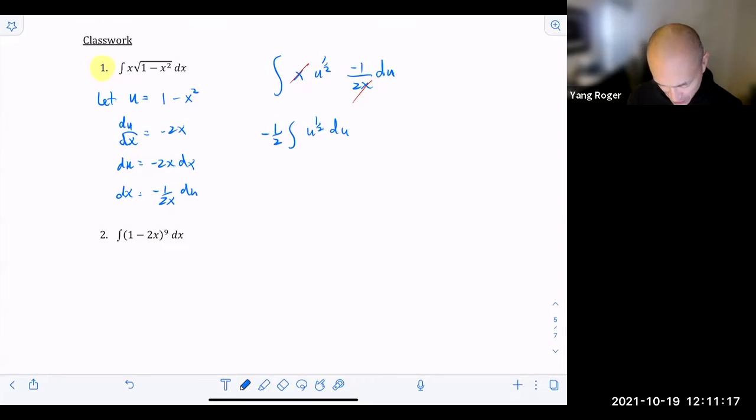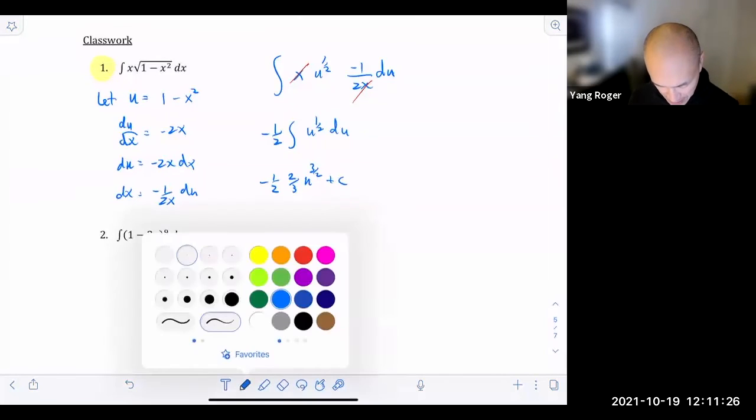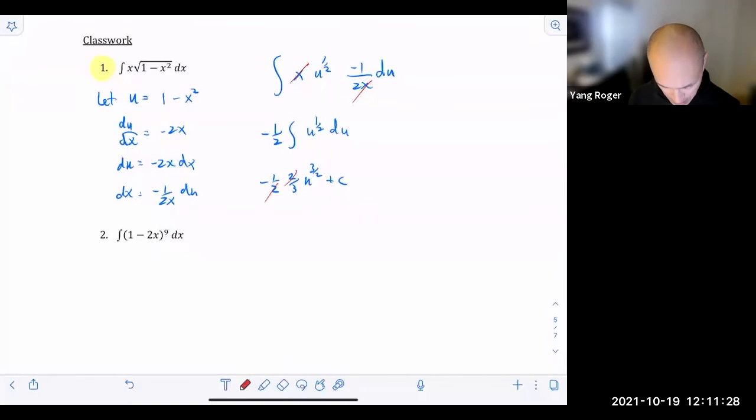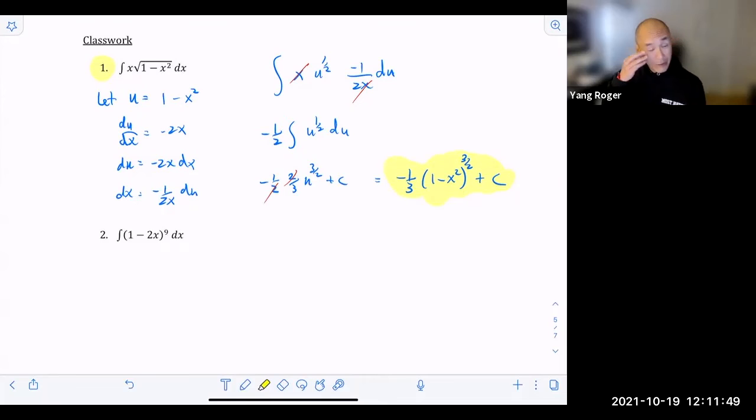So now I find the antiderivative. The negative 1/2 stays there. It's going to be u to the 3/2 times 2/3 plus c. I see that the 2 and the 2 cancel out. I'm going to end up with negative 1/3. My u was 1 minus x squared, and then I'm going to have a 3/2 power plus c. This is my antiderivative. Are there any questions about this?